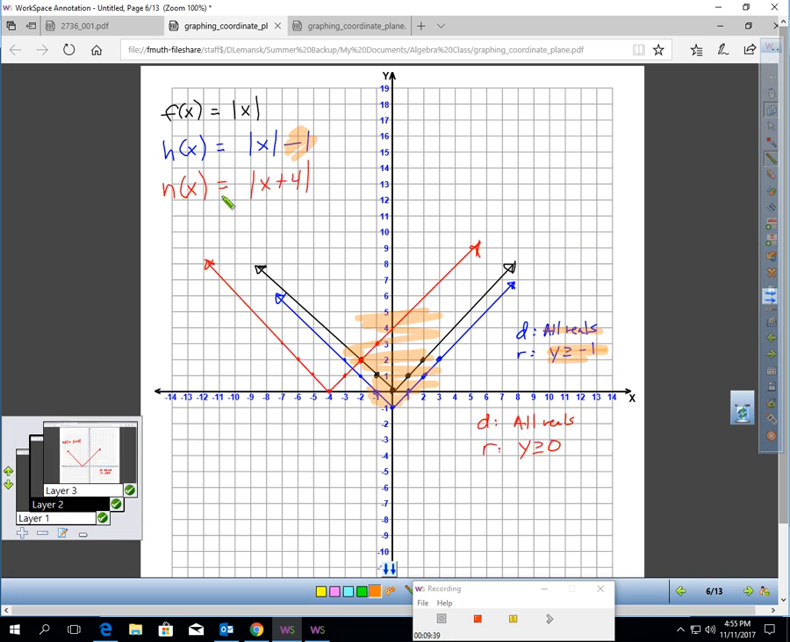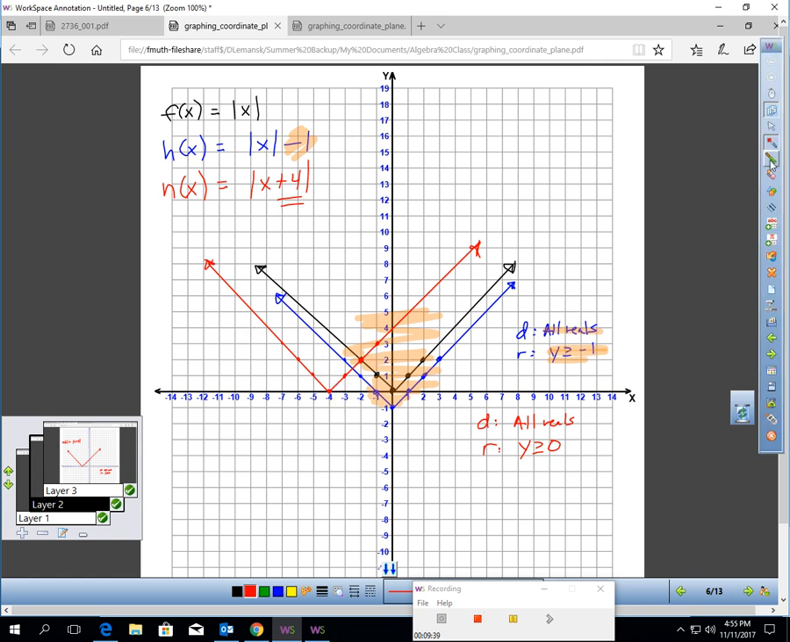Let's talk about n of x equals absolute value of x plus 4. Now, be careful here. Remember, plus 4 makes you think move 4 right, but it's actually the opposite when we are inside the absolute value. This is 4 left, so my vertex is at negative 4, 0. And you can see going up 1 over 1 each time.